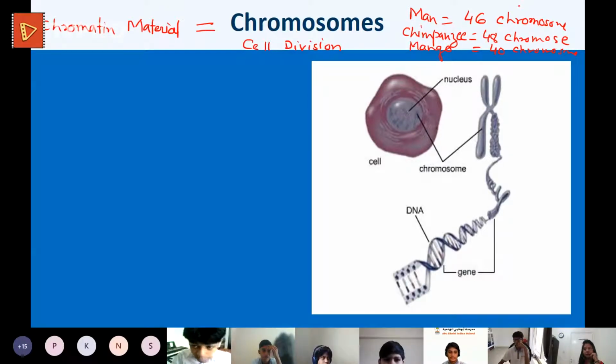If a person has 47 or 45 chromosomes, then what is that? Ma'am, that is abnormal. First of all, that's not possible. If it is possible in any organism, that's an abnormality. That's a big blunder, the biggest mistake.